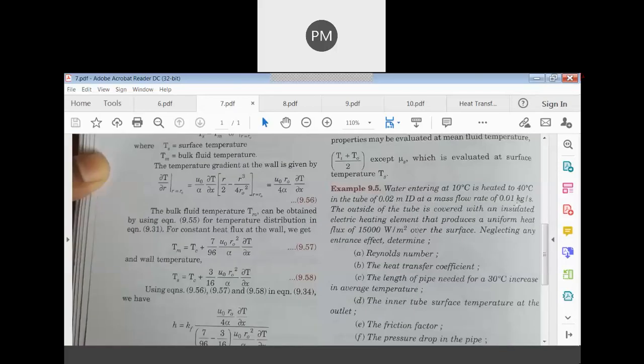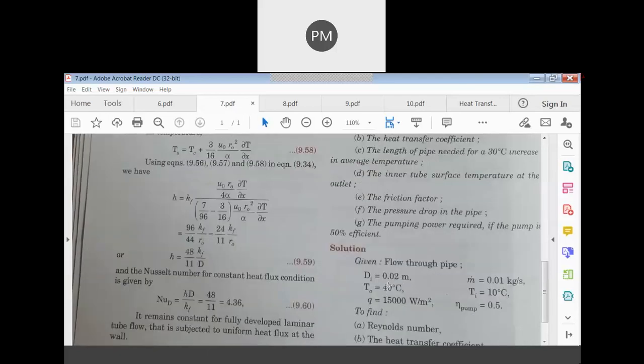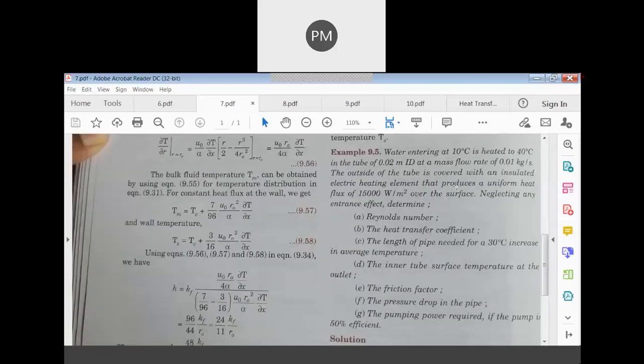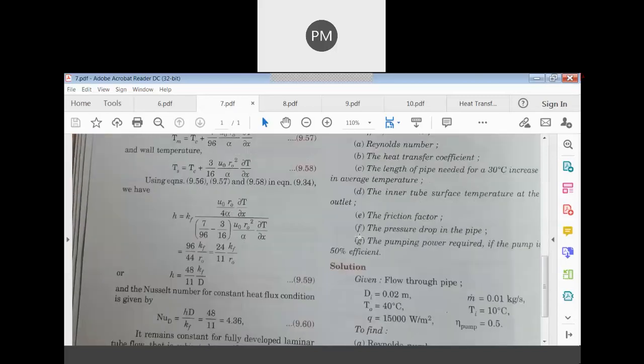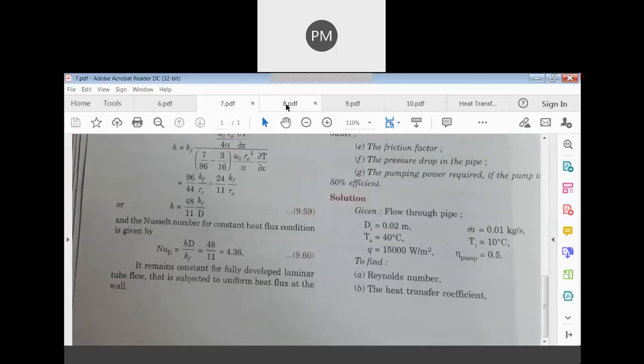The tube inner diameter is given as 0.02 meter, the mass flow rate is 0.01 kg per second, and the heat flux is 1500 watt per meter square. So this is a problem on constant surface heat flux, because they have given the heat flux. Let us try to calculate the Reynolds number first.